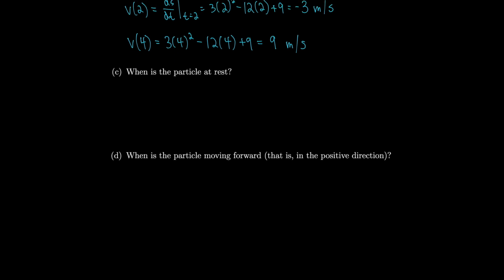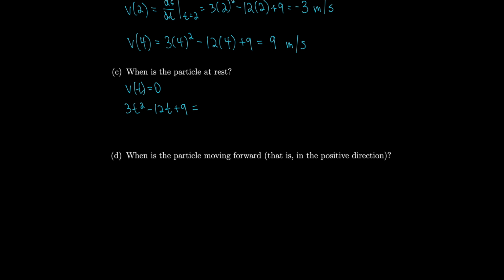Okay, so when is the particle at rest? Well, the particle is at rest when it's not speeding up. So that's when the velocity is 0. So that means that 3t squared minus 12t plus 9 is 0.